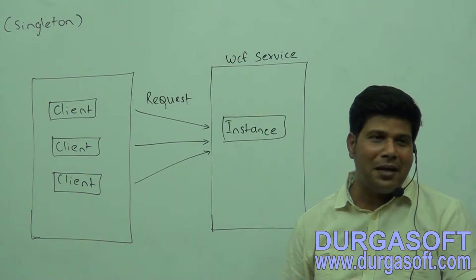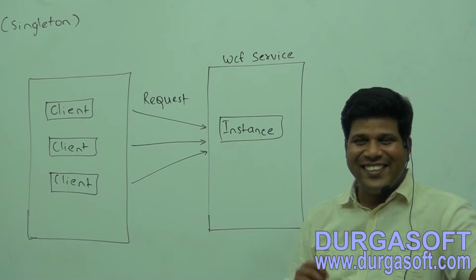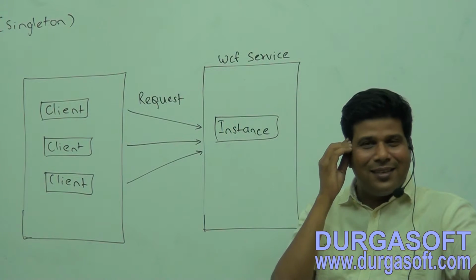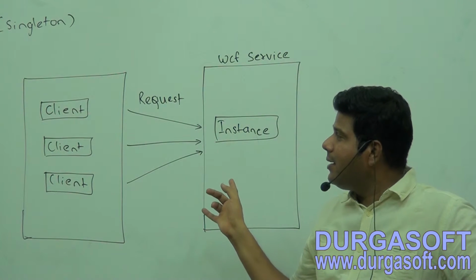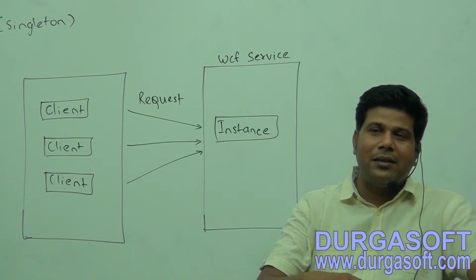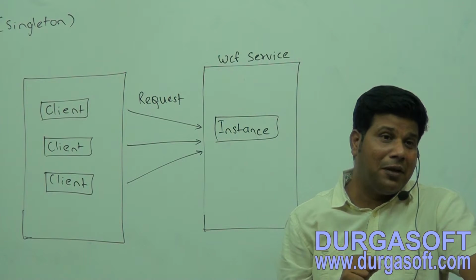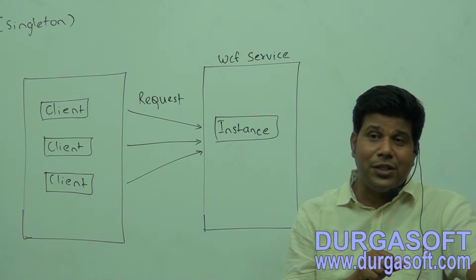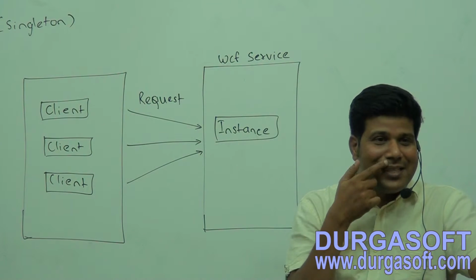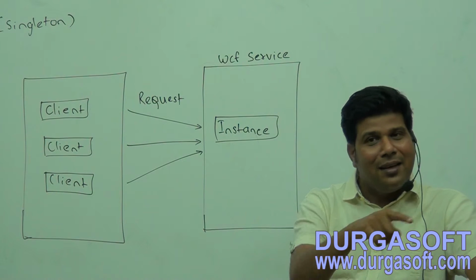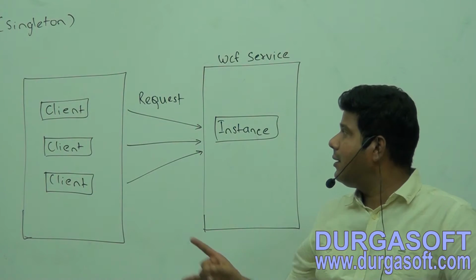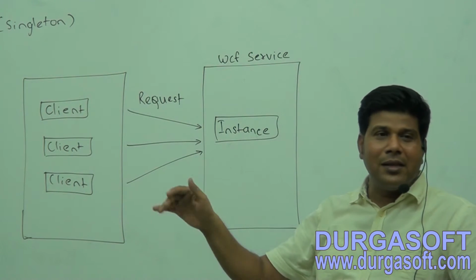So, is this good or bad? See, 3 clients are accessing the same instance. In some cases it will be good, because only one instance will be used by 3 clients or 1000 clients, so less memory will be used. But when you work with per session, there is one instance for every client. If 1000 clients are there, 1000 instances. If 10,000 clients are there, 10,000 instances. So there will be more burden on the server. But here, for any number of clients, only one instance will be used.